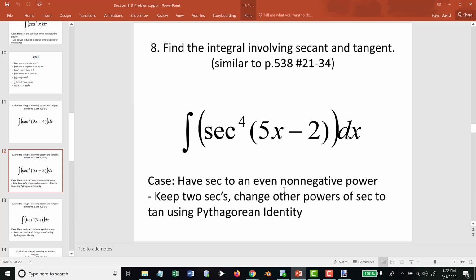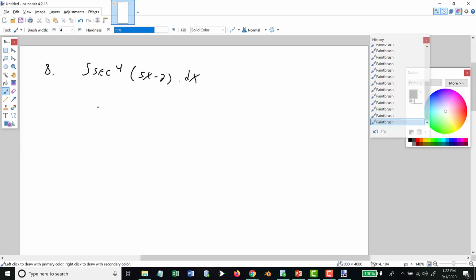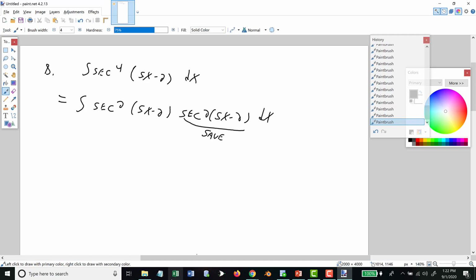Now this is the case where you have secant to an even non-negative power. You could keep two secants and change the other powers of secant to tangent using the Pythagorean identity. You keep two secants. We got 4 secants, so I'm going to put 2 here. And here's my 2 I'm going to keep. So those are the ones I'm saving. I'm not going to mess with those. Now these other ones, I want to change to the tangent. But before I do that, well, I guess I can go ahead and do it. Then we'll do our u substitution.